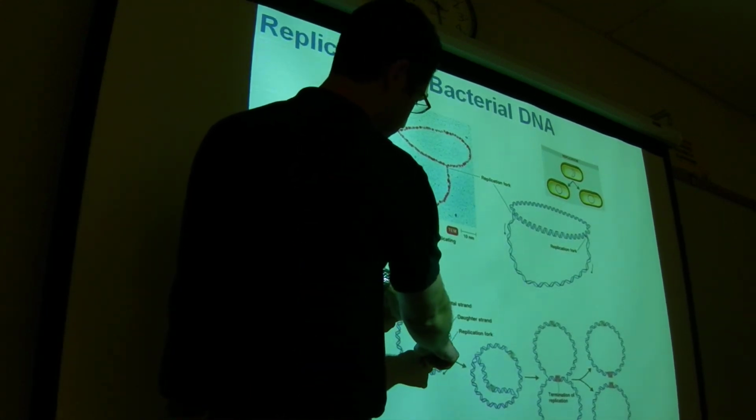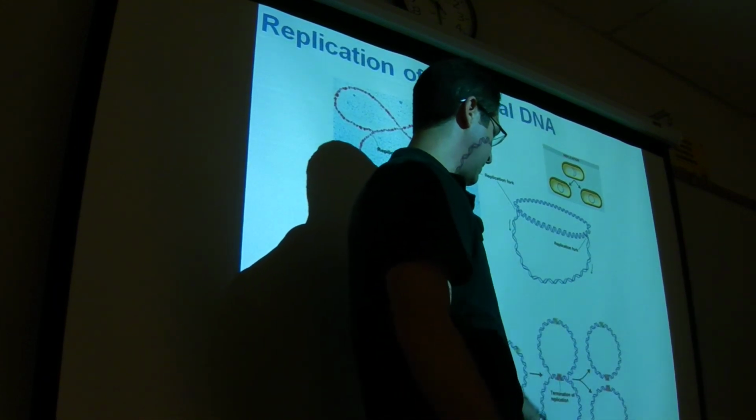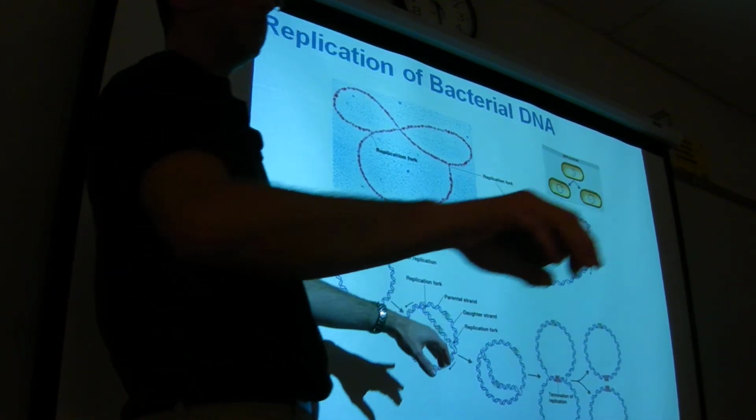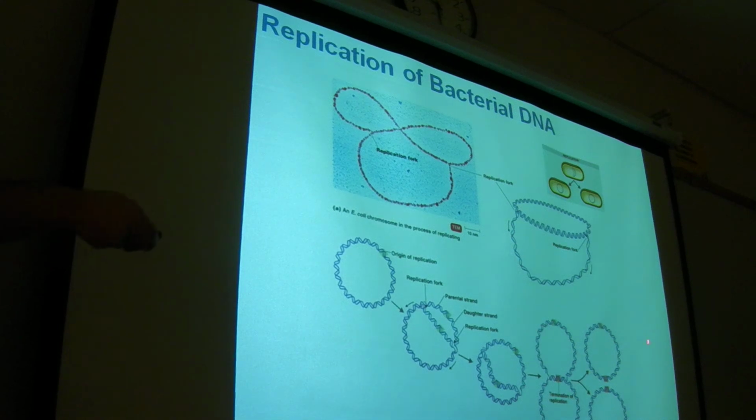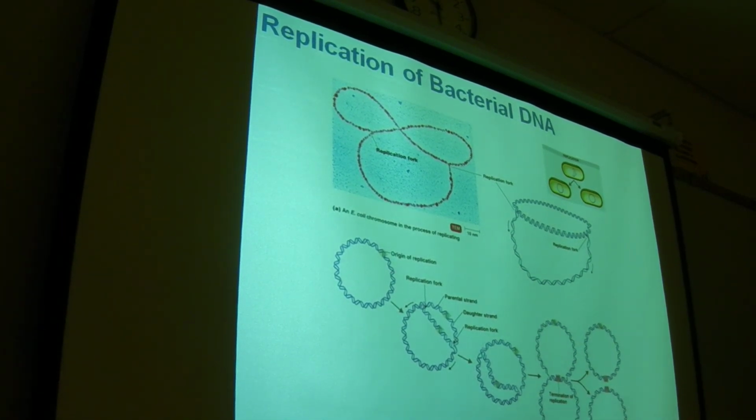So you can see here, it starts here, and it just keeps going and opens up until it gets to the very end where it has a termination of replication, and then the two DNA strands split. Okay, so here you have two identical DNA strands that are identical to the initial strand. Okay, so again, the important thing here is that it happens in both directions.